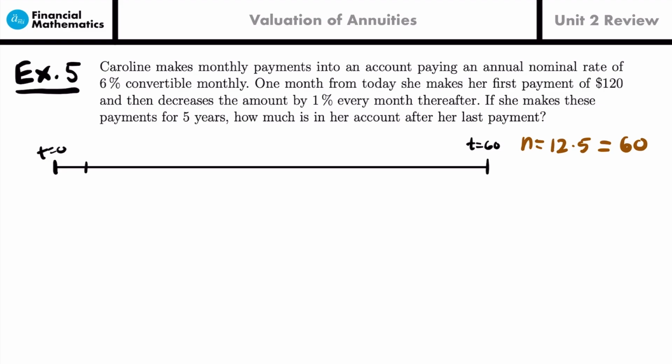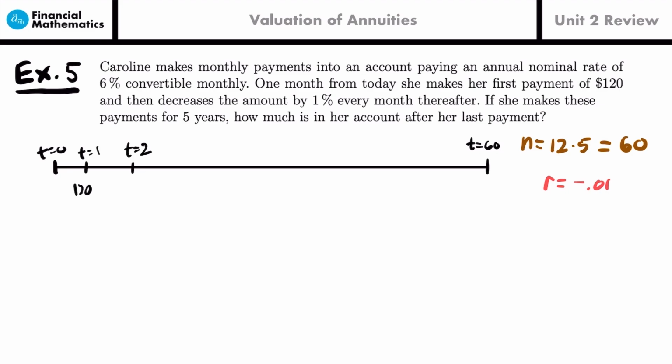But then at time 1, Caroline makes a payment of $120, but then what about time 2? What would her payment amount look like? Well, it's going to be 1% less of $120, right? So how do we represent that? Well, let's just write down what that inflation rate is for a second. Her payments are decreasing by 1% every month. So the inflation rate R is equal to negative 0.01, right? We have a negative inflation rate because the payments are decreasing.